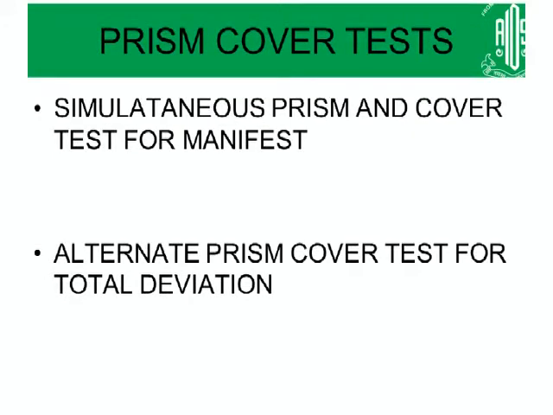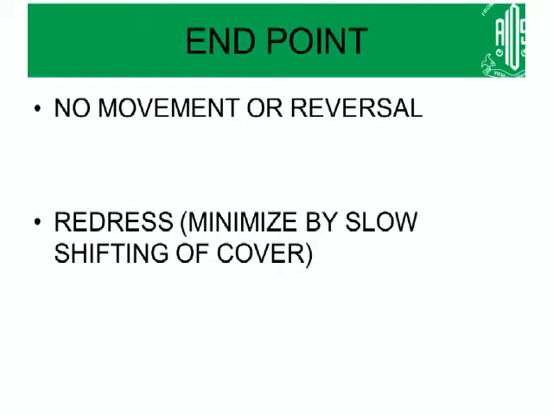Now you want to know how much squint, right? So you have to introduce a prism. So you hold up a prism and then do the same thing. You do the alternate cover test with the prism, and then it is called the prism-based cover test. Okay? Or the alternate prism cover test. So the end point is no movement or reversal.